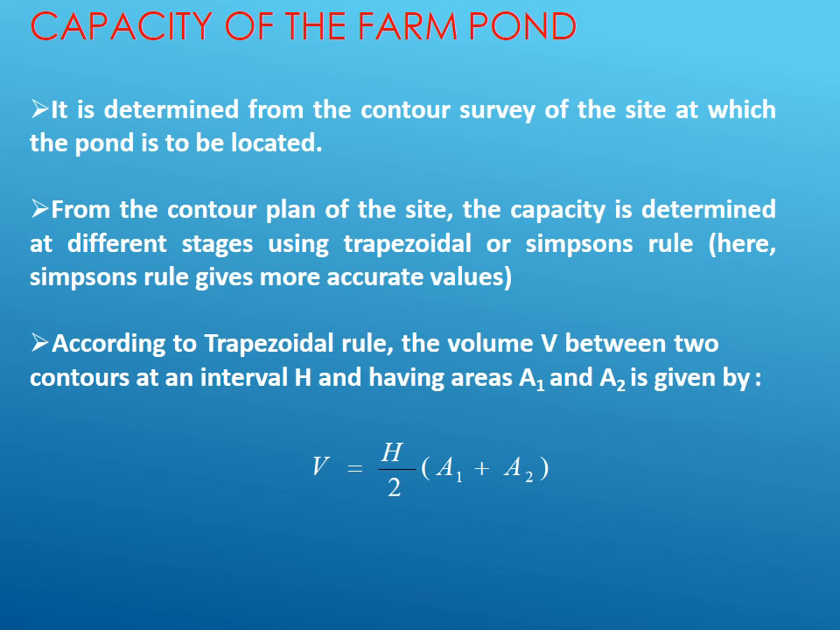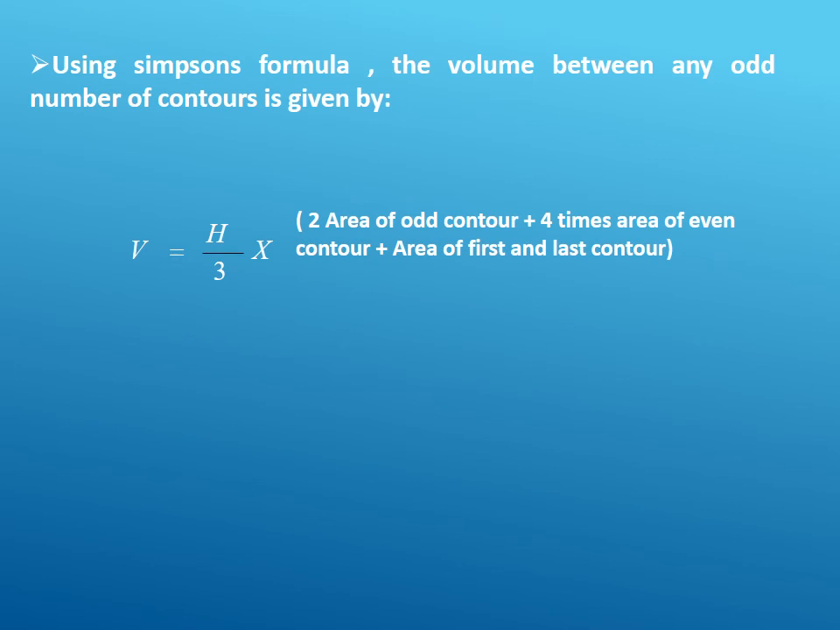According to the trapezoidal rule, the volume V between two contours at an interval h and having areas A1 and A2 is calculated using the formula V = h/2 × (A1 + A2). Using Simpson's formula, the volume between any odd number of contours is calculated by this formula: V = h/3 × [2 × (area of odd contours) + 4 × (area of even contours) + area of first and last contour].